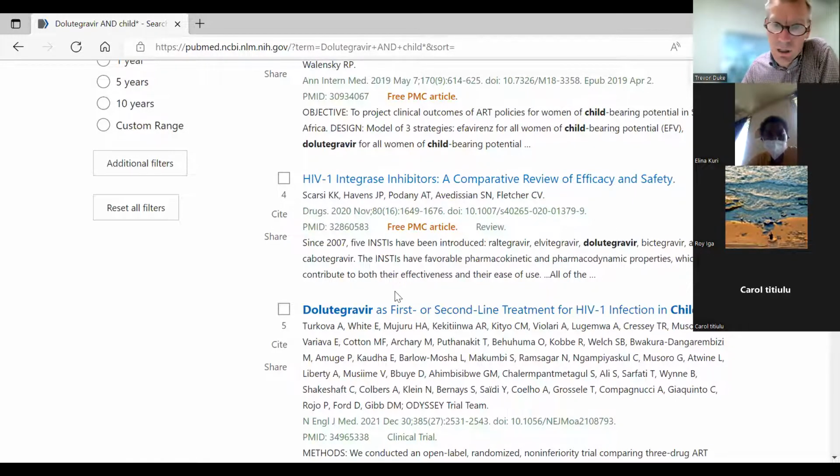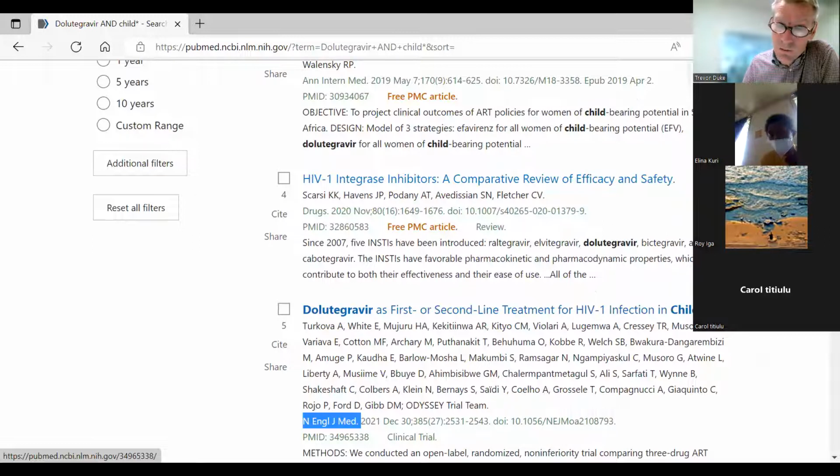What I usually do when I'm looking down is I try to find a paper that's published in a very reputable journal. So I would first of all go to this one because it's published in the New England Journal of Medicine, and that's a very well-known and reputable journal. So I would go to this one, and that's likely to be a large trial of dolutegravir as first and second line treatment for HIV-1 infection in children.